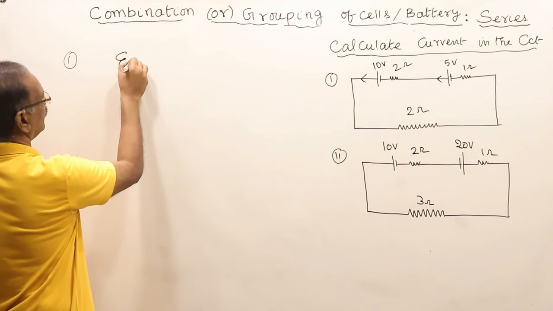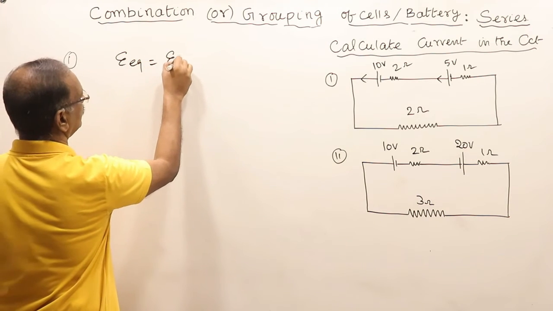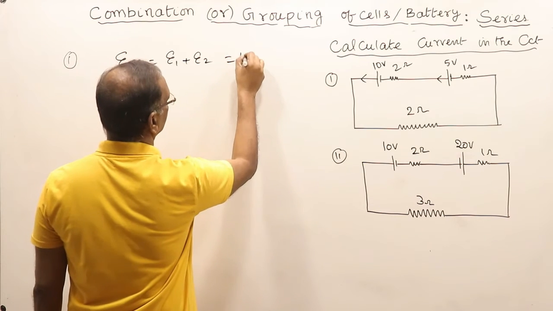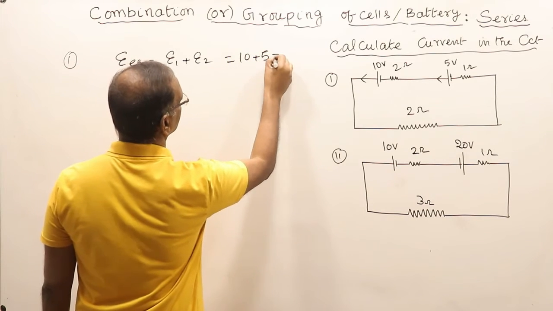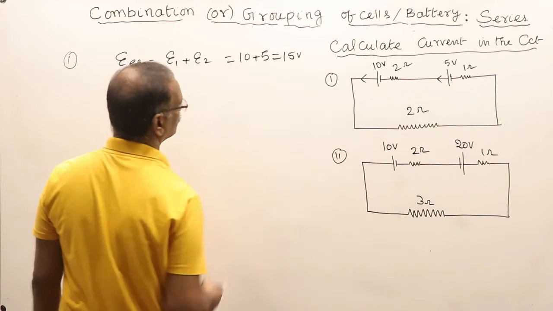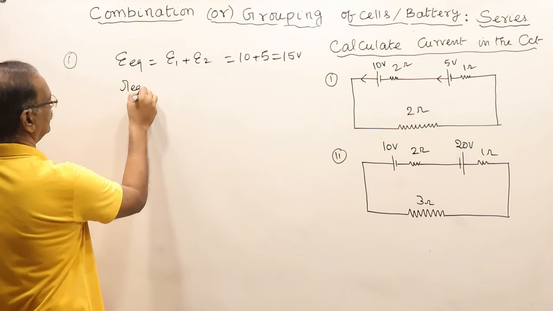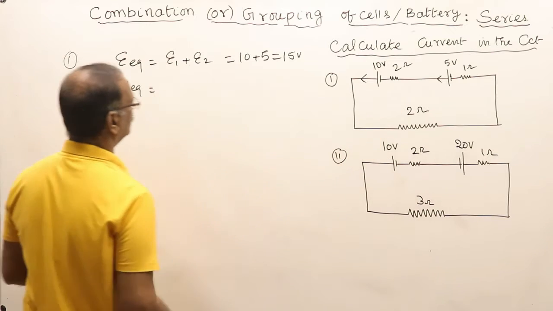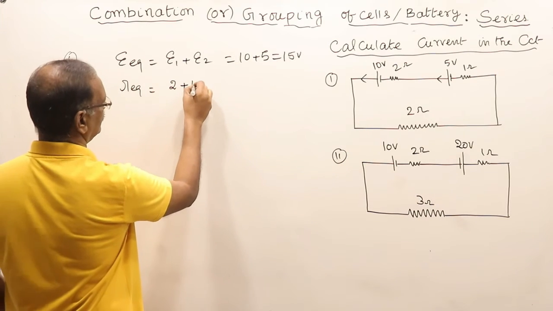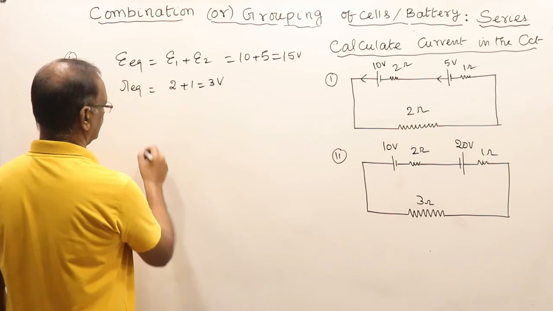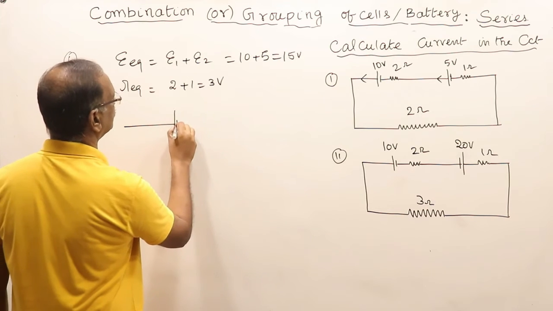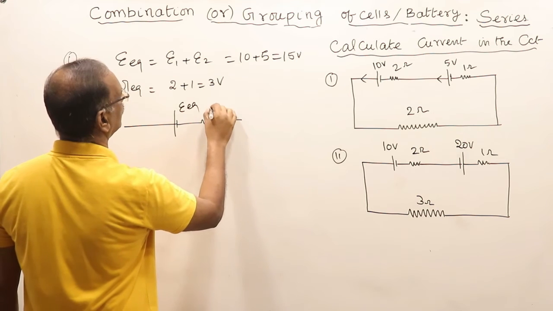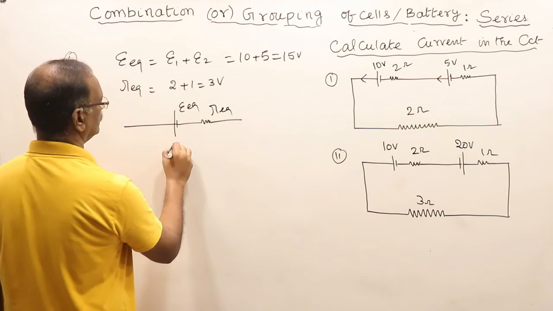So E equivalent is equal to E1 plus E2, because there is no change in polarity, is equal to 10 plus 5 is equal to 15 volt. And R equivalent is equal to the resistances, all are in series, 2 ohm and 1 ohm. That's it, 2 plus 1 is equal to 3 ohm. The circuit can be drawn as a single circuit with E equivalent and internal resistance R equivalent.